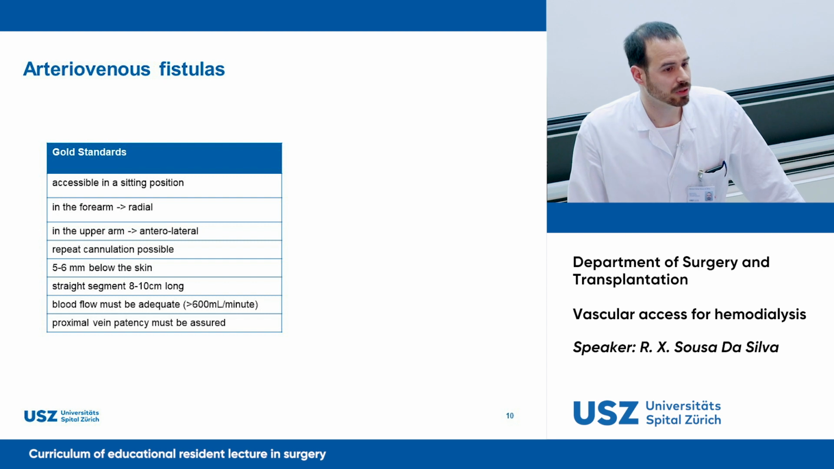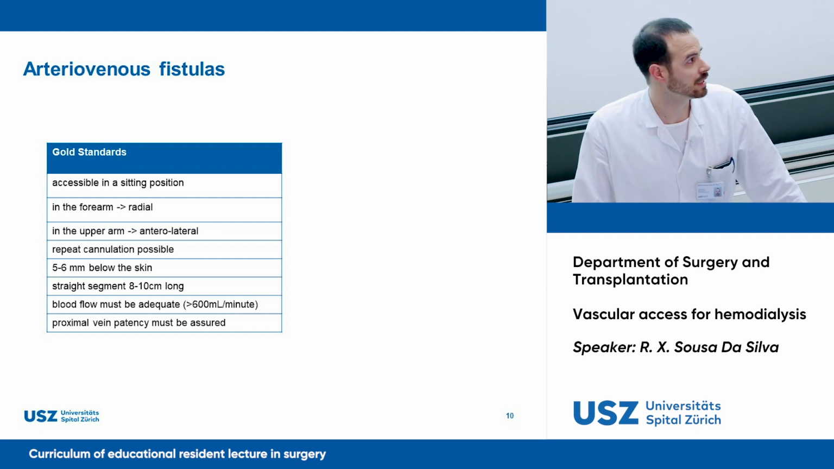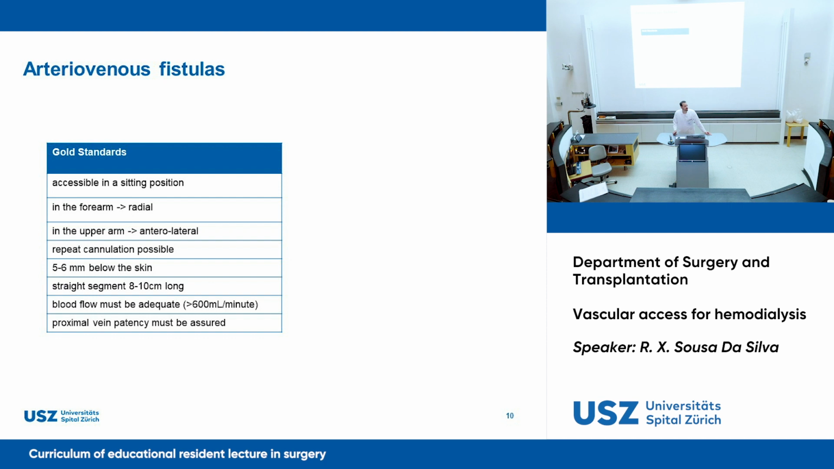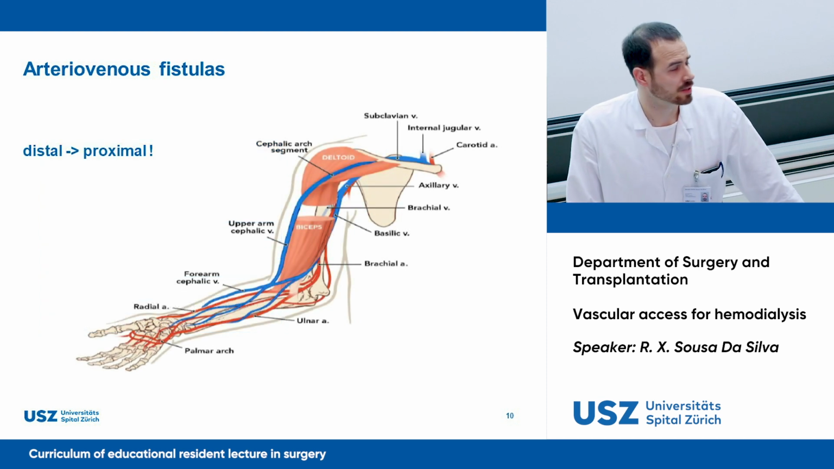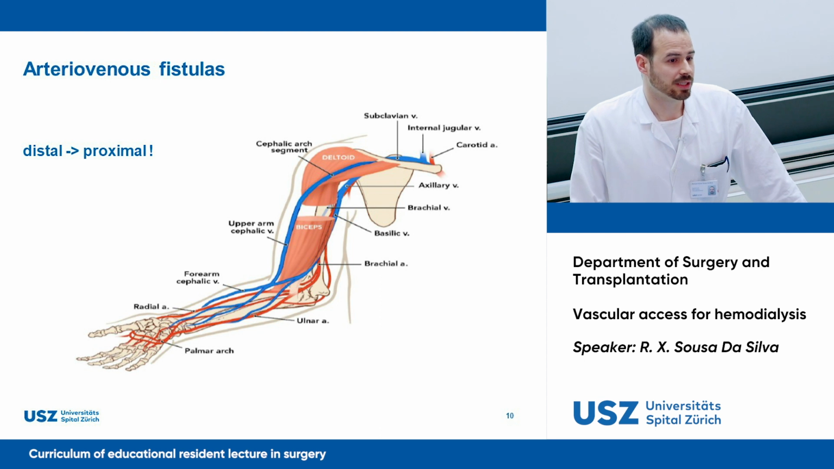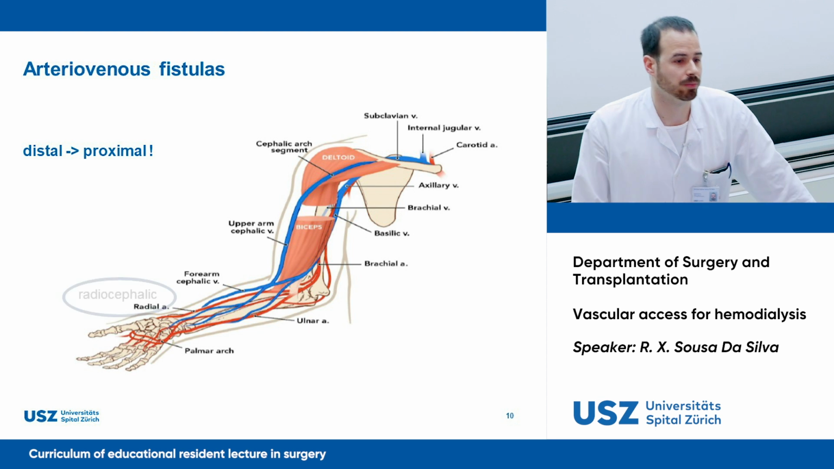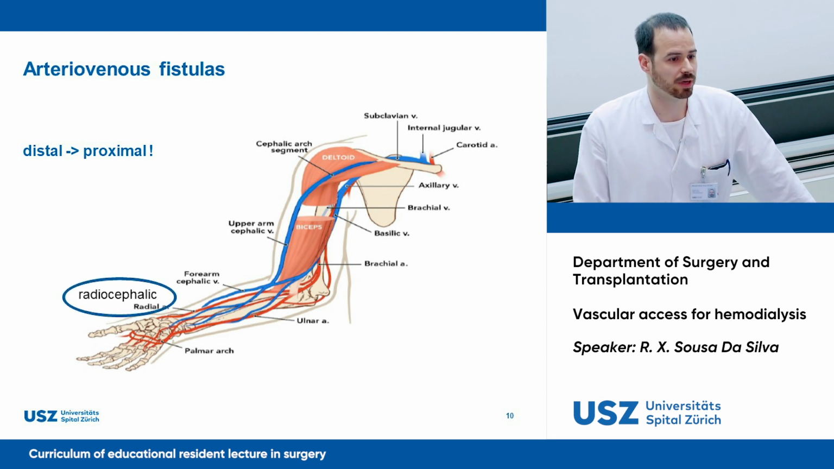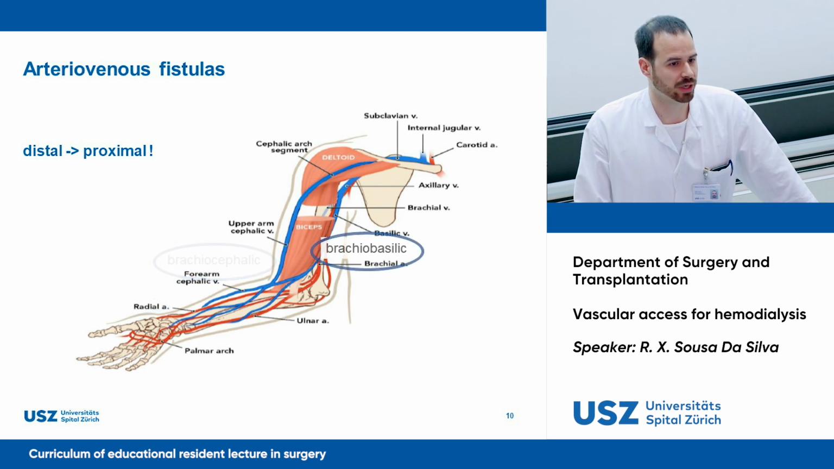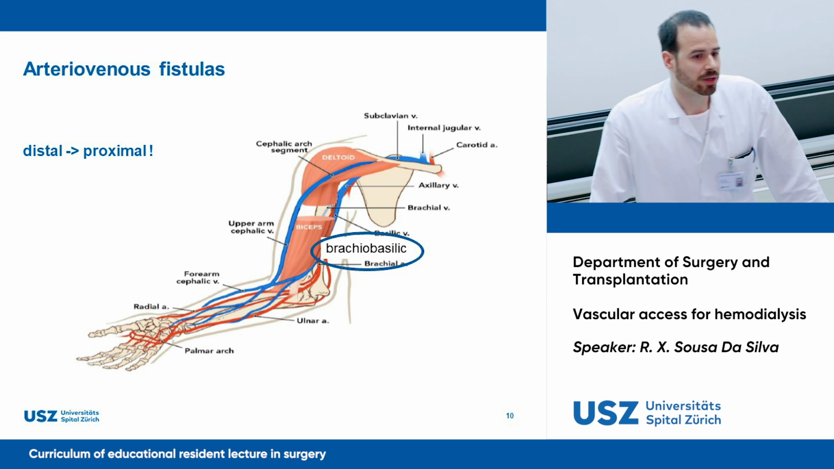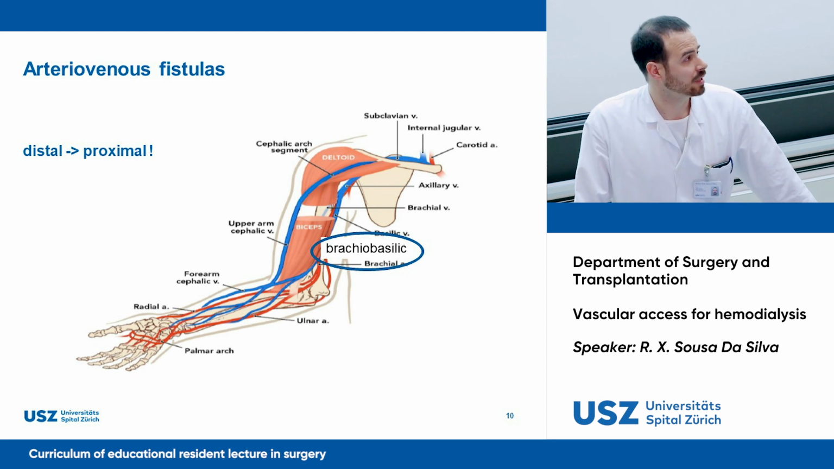So not only clinically, but you have to verify with sonography that the venous blood flow is given, otherwise it has no chance to work. It will close by thrombosis. So here again, start distally and go proximal. The reason is exactly the one I said. If you start distal and it's not working, you can always go a step more proximal. So you start with the radiocephalic fistula, then you go to a brachiocephalic fistula and brachiobasilic. Imagine you do a brachiobasilic at first and it's not working, then you have a problem with your runoff and you can't go distal anymore.